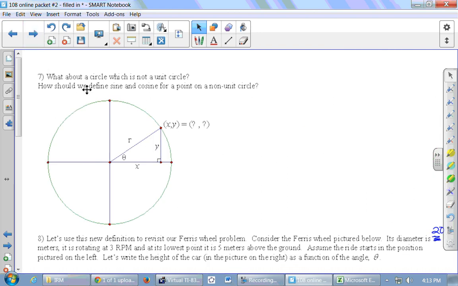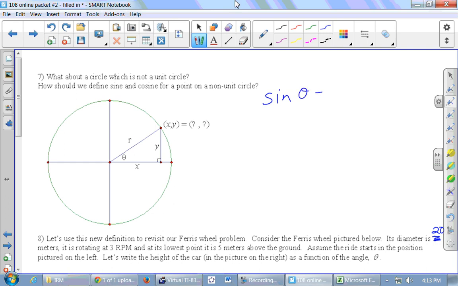Okay, next page, 7. What about a circle which is not a unit circle? How should we define sine and cosine for a point on a non-unit circle? Well, in this case we've got our x and y in standard position, and the hypotenuse here is now some general r for the radius of the circle, instead of being a 1. Okay, so let's go back to our SOHCAHTOA days. We know that sine is the opposite over the hypotenuse. So opposite to theta, what letter is that? That's y. Hypotenuse is r. So we know that the sine is y divided by r.